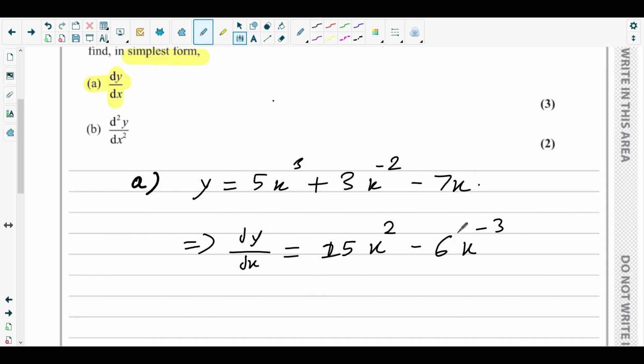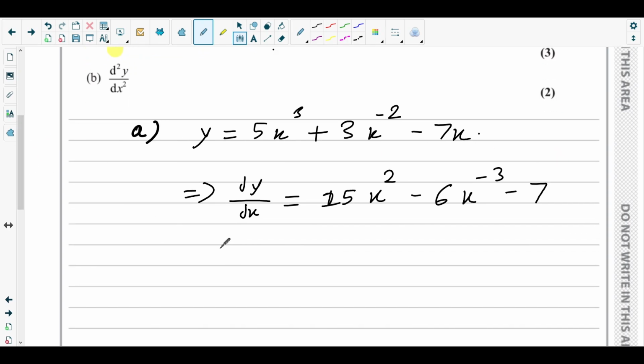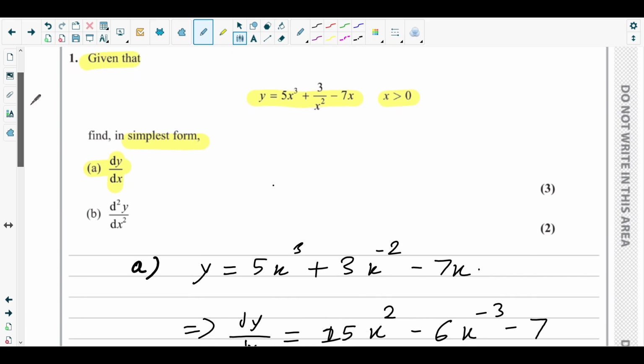Then the power of x is 1, so 1 times negative 7 is negative 7, and from the power of x, 1 minus 1 is x to the power 0, which is 1. So we got the equation for dy over dx. It is basically 15x squared minus 6 over x cubed minus 7. That's what part A of question number 1 has asked for.